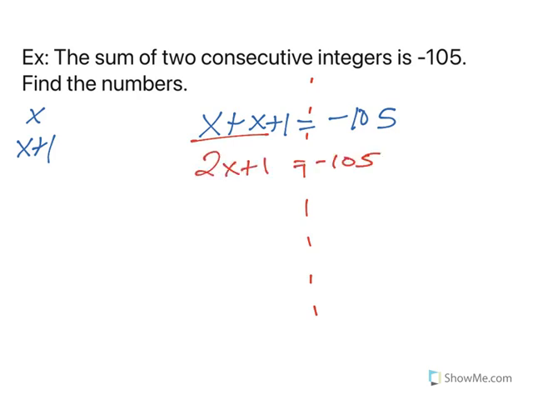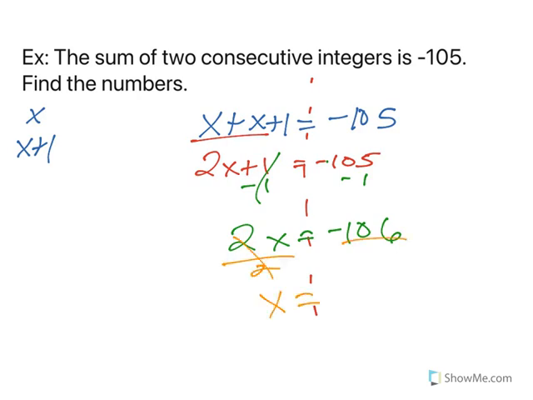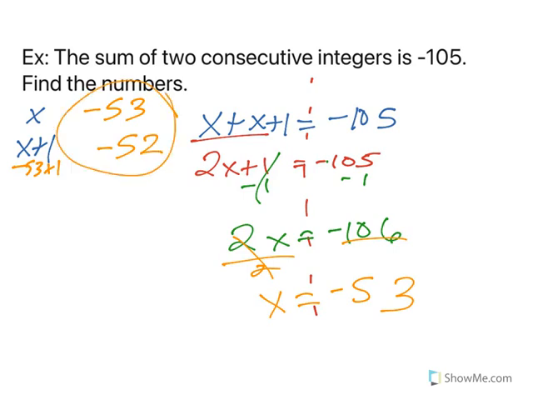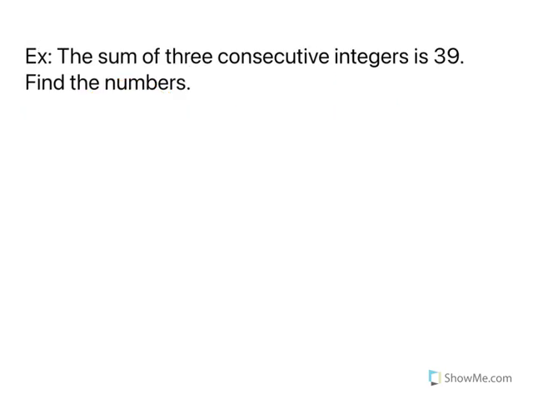Be careful with your negatives. When I subtract 1 from both sides, negative 105 minus 1 gives me a negative 106, right? It becomes more negative. So now when I divide both sides by 2, x is negative 53. If I add 1 to that, negative 53 plus 1, that's negative 52. So those are my two numbers that when I add together, I get negative 105. Let's do one where it's three numbers.